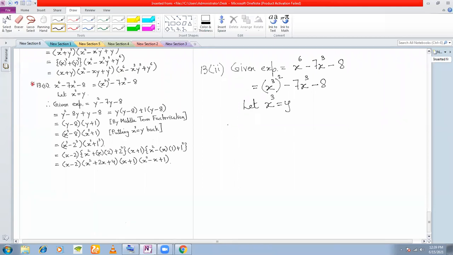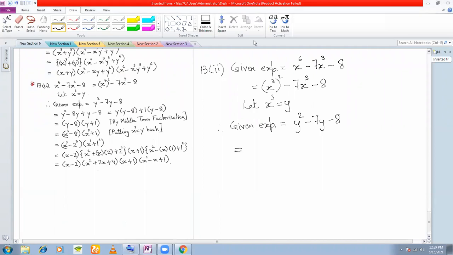Why did we put x cube is equal to y? So that this becomes a trinomial. So if you put x cube is equal to y, this becomes y square minus 7y minus 8. Now this is a trinomial. We can factorize this by factorizing the middle term of this.